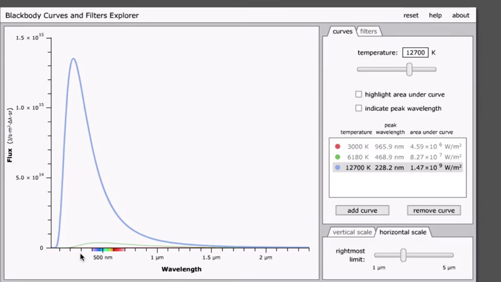Hotter temperatures mean bluer light. We're also seeing the Stefan Boltzmann law in action. Hotter temperatures mean way, way, way more light. These are all important observations. Let's see what we can do with them.